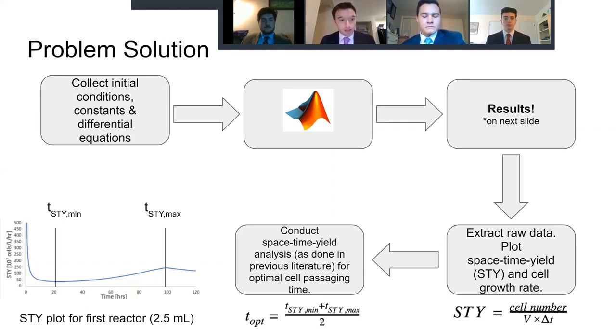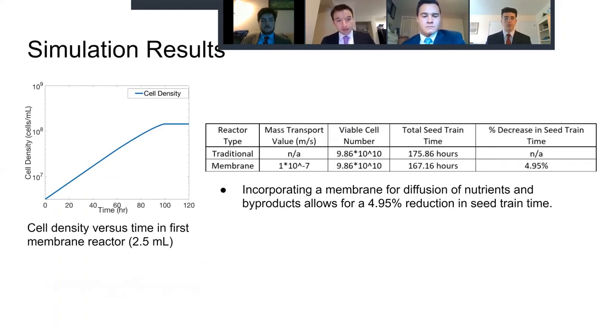So going to the next slide, we've plotted the results obtained from MATLAB. Cell density increases in an exponential manner, and so it appears linear on a logarithmic scale. And then looking at the table here, the main conclusion from this table is that when you incorporate a membrane for diffusion of nutrients and byproducts, you can see a decrease in the seed train time of roughly 5%.